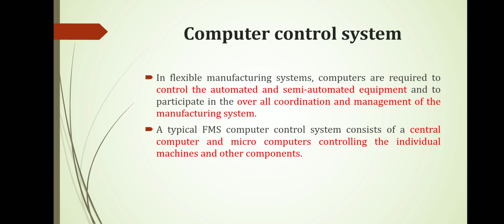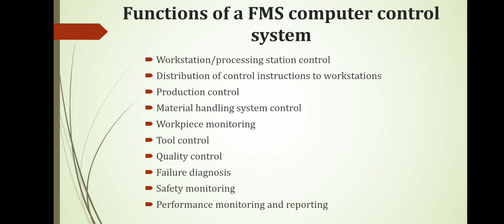In the computer control system, we utilize a fully controlled or semi-automated system. Using the computers, we operate the machines, the primary handling system, and the secondary handling system. The computer control system controls the workstations, processing stations, distribution of control instructions to the workstations, production control, material handling system and control, workpiece monitoring, tool control, quality control, failure diagnosis, safety monitoring, and performance monitoring and reporting.